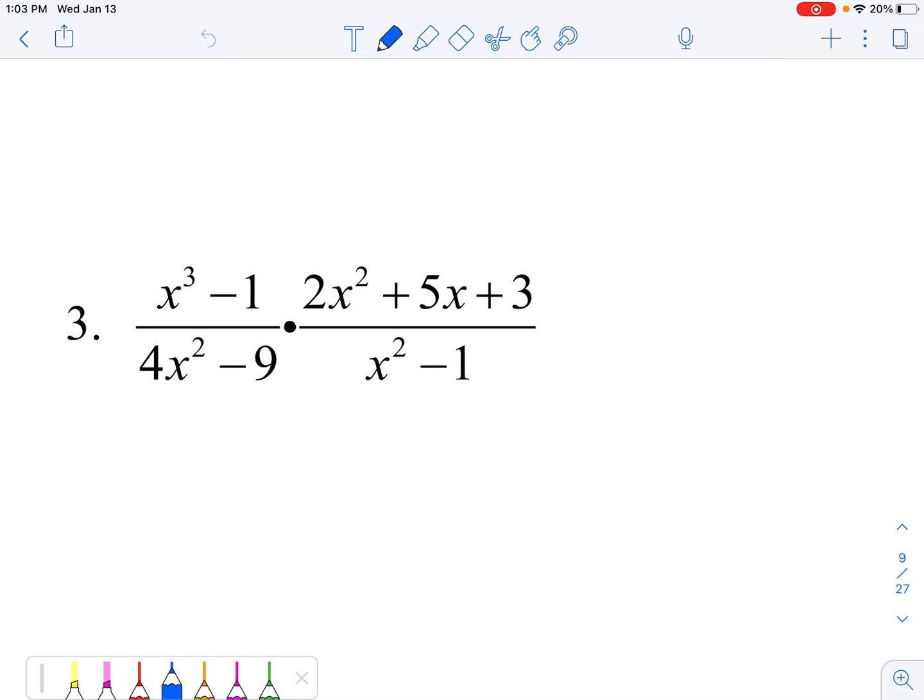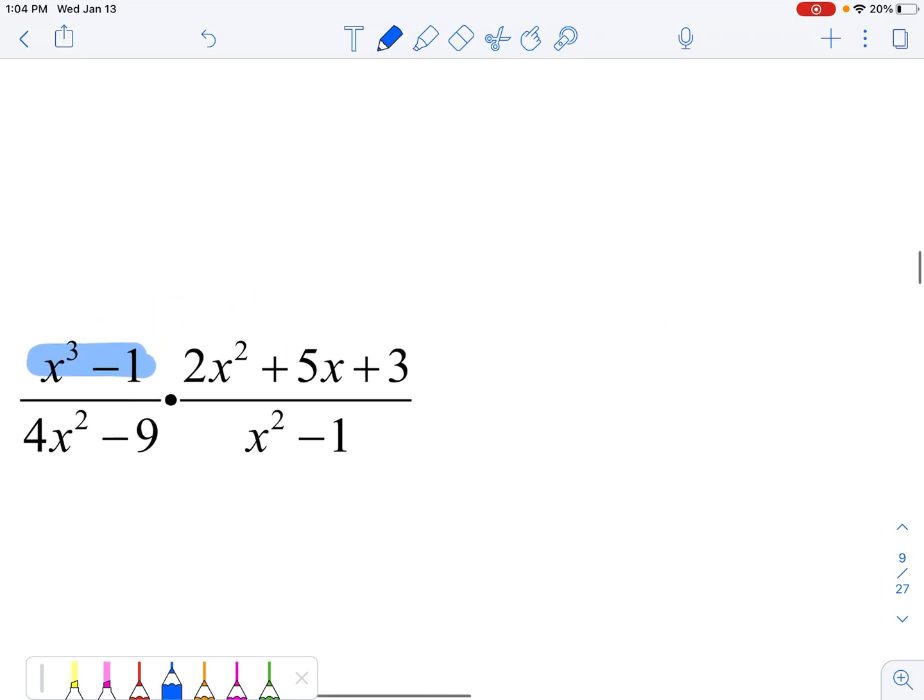All right, in this problem, the first thing I want you to look at is that it's a multiplication problem. Always think about what operation is between the two fractions before you start the problem. What we want to do is factor each of these. Off to the side, I'm going to do my work for factoring this cubic.